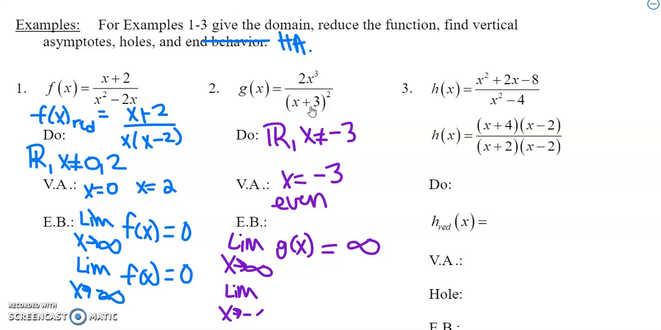So when we're looking at end behavior, we're going to say what's the limit as x approaches infinity and what's the limit as x approaches negative infinity. And for this one, there is no limit. They just go to positive infinity and negative infinity. They just keep going in both directions.